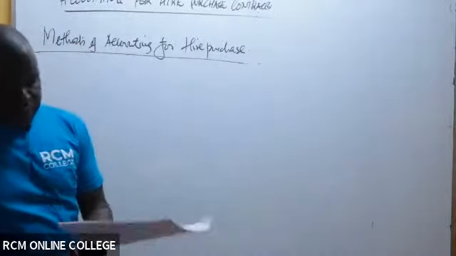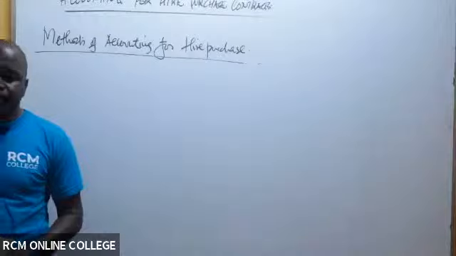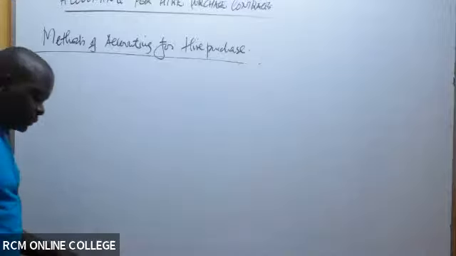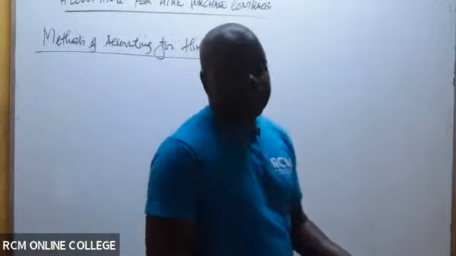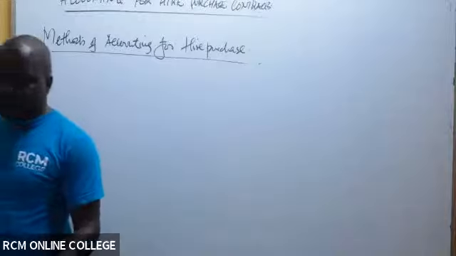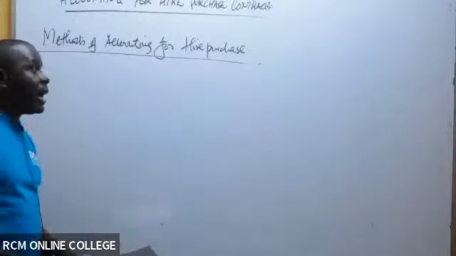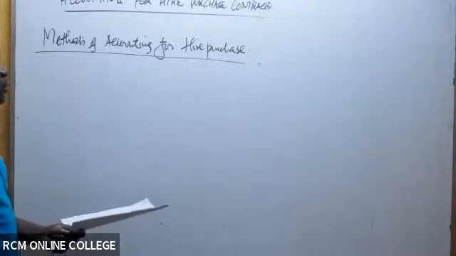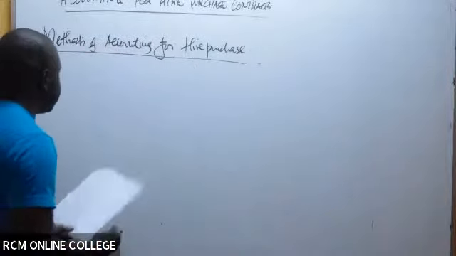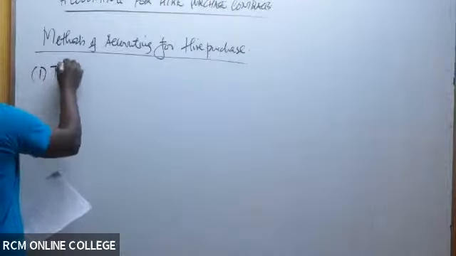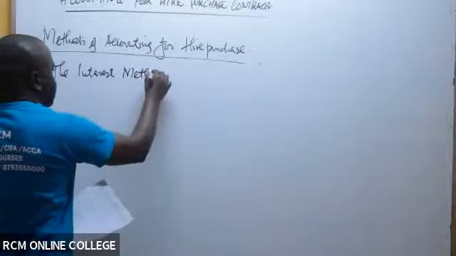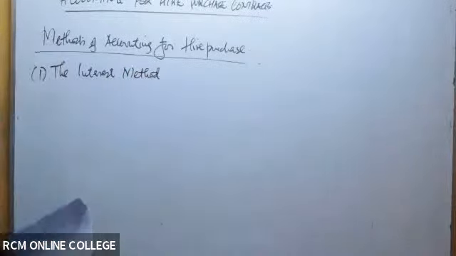Then you write, i.e., there are two major methods of accounting for hire purchase transactions. Number one, the interest method.